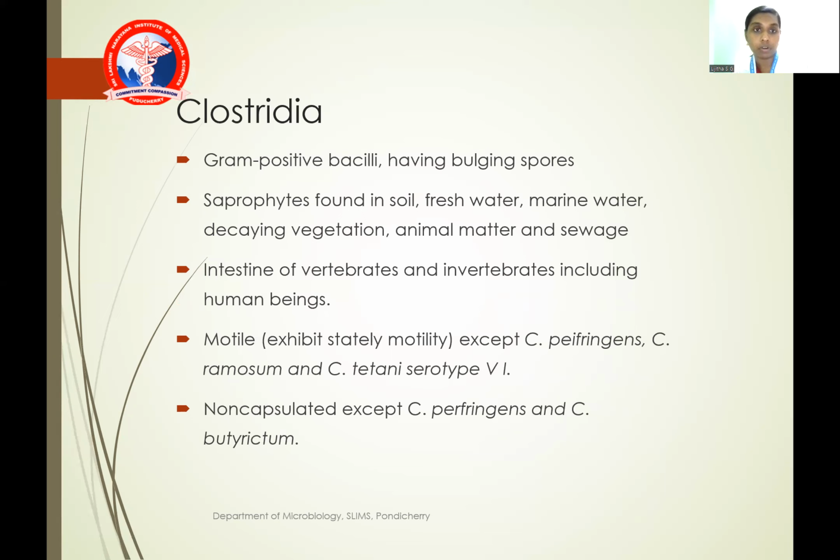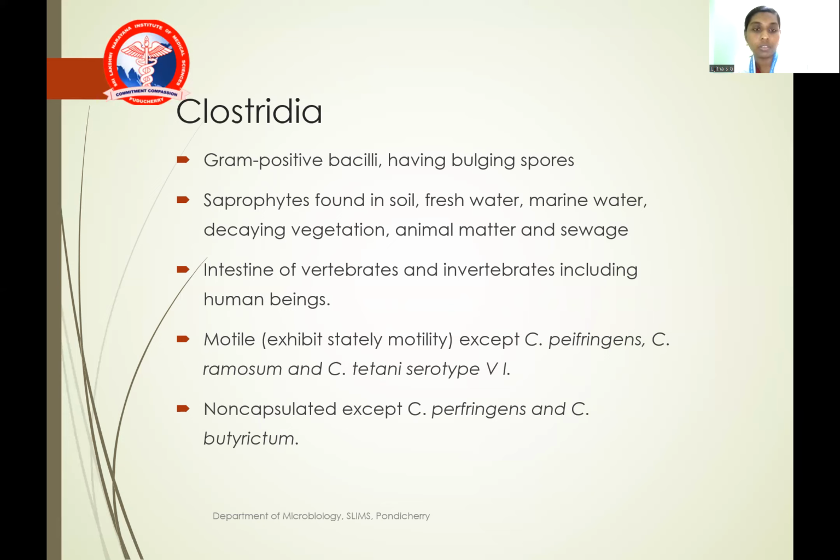Now coming to Clostridia proper. Clostridia are gram-positive bacilli having bulging spores. Clostridium is present as a saprophyte in soil, water, in decaying vegetation, animal matter, sewage, etc. What is the purpose of this organism as a saprophyte in these conditions? It will produce a recycling of the organic matter. It is also seen as a commensal in human intestine, also in other animals.